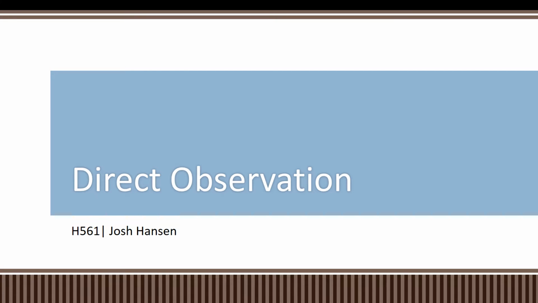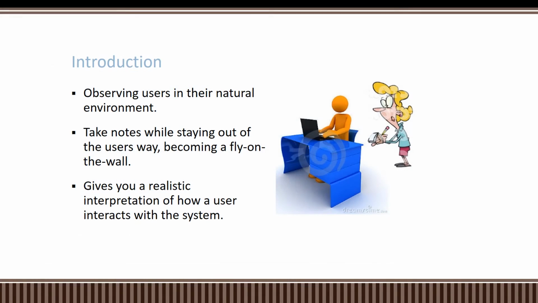I will be talking about the direct observation research method. Direct observation is observing users in their natural environment. That means you stand back and take notes while the user works on their system or completes various tasks. You want to be as non-intrusive as possible, becoming a fly on the wall.